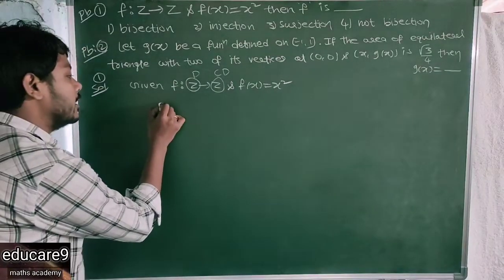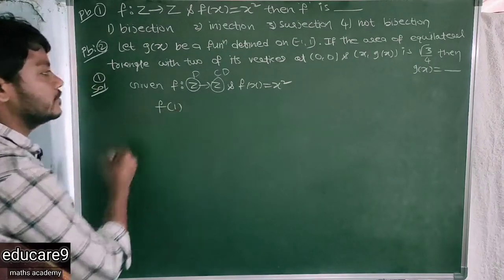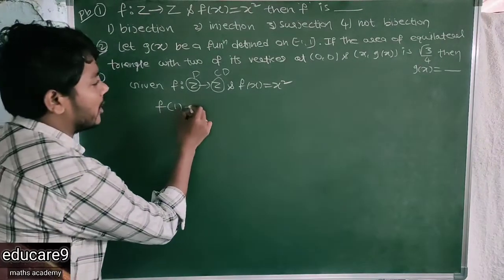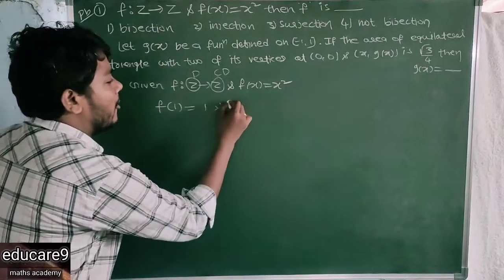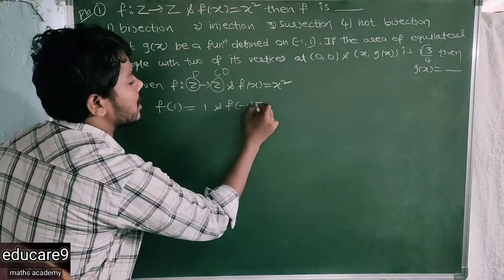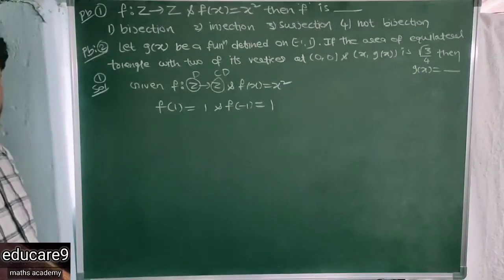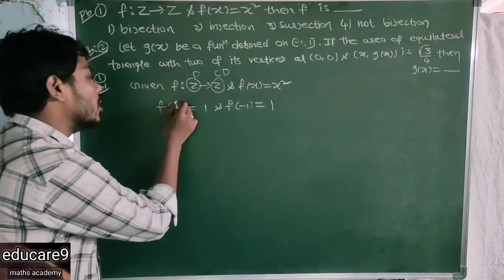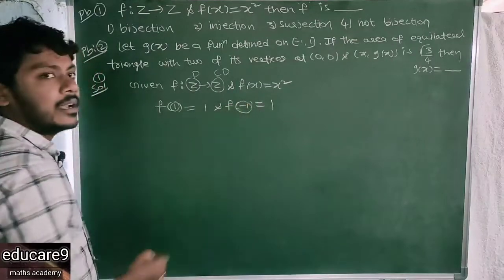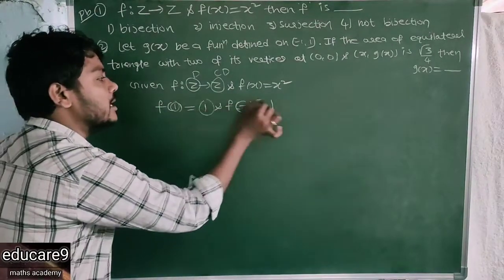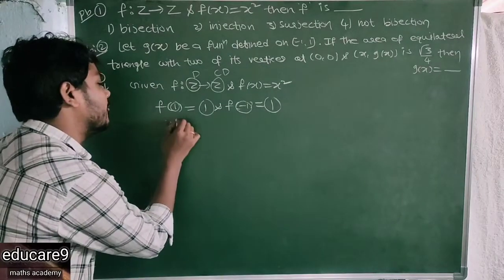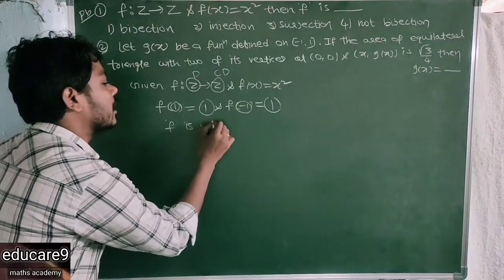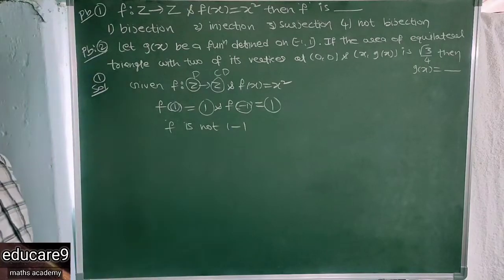See here, f of 1. So what is the f of 1 value? 1 square, that is 1. And f of minus 1, this is also 1. So both 1 and minus 1 have the same image 1. Therefore clearly f is not 1-1.